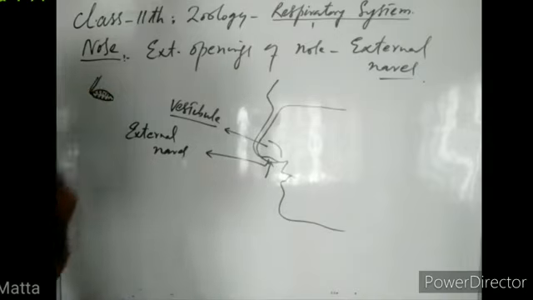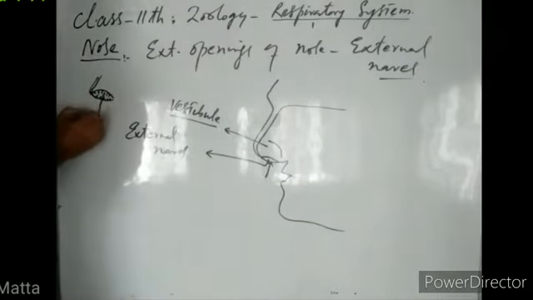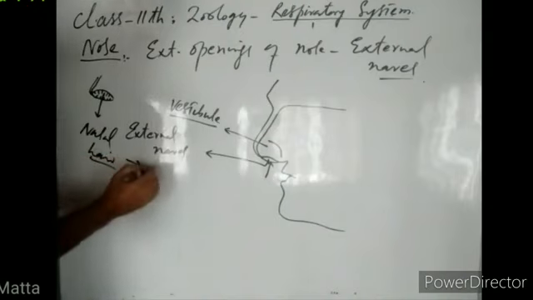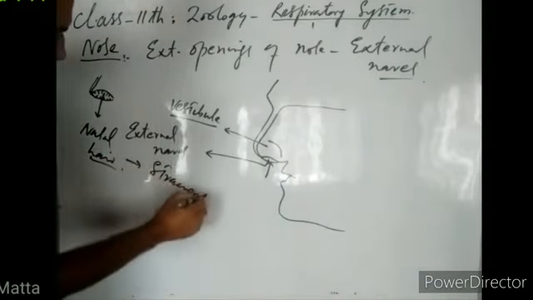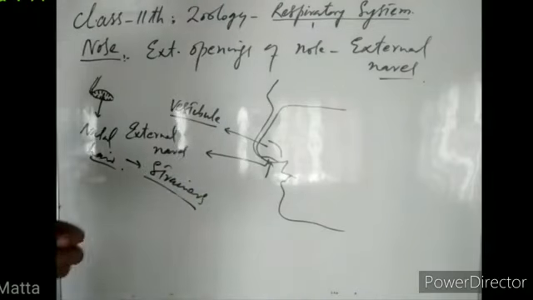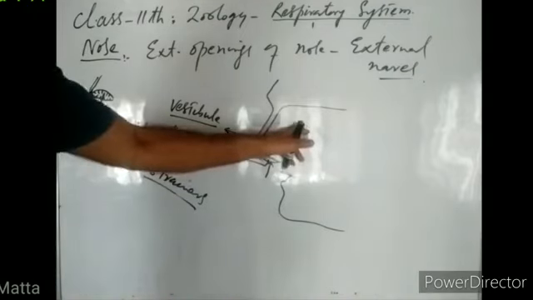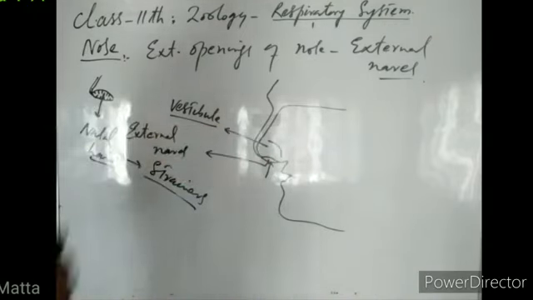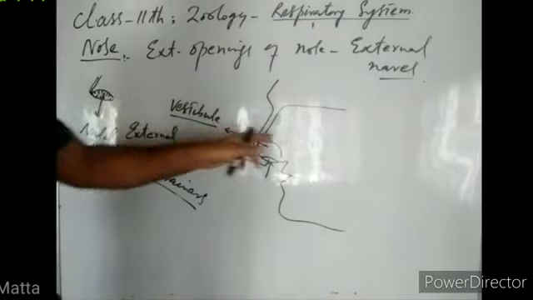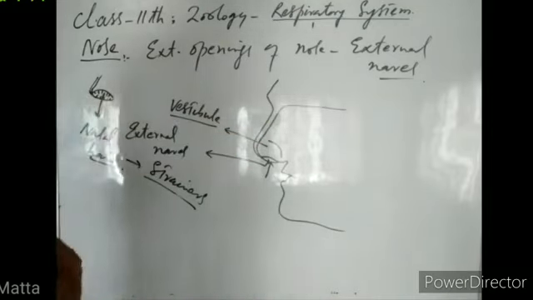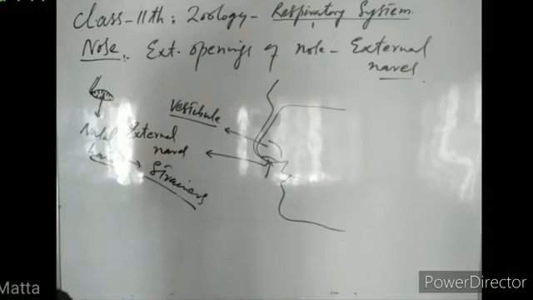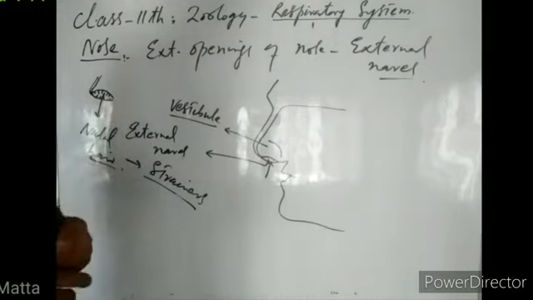What is the function of these nasal hairs? They act as strainers. They filter the inhaled air and stop the entry of dust particles into the nasal chambers. So if there are any dust particles, they will be stopped from entering the nasal chambers by these nasal hairs. Although they cannot stop all the dust particles, some of the dust particles are stopped by these nasal hairs.